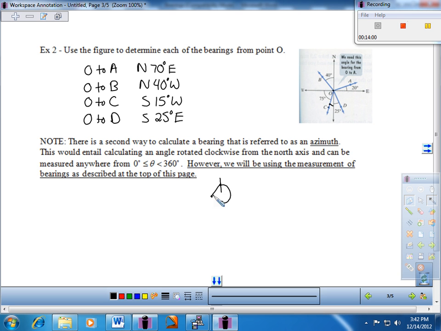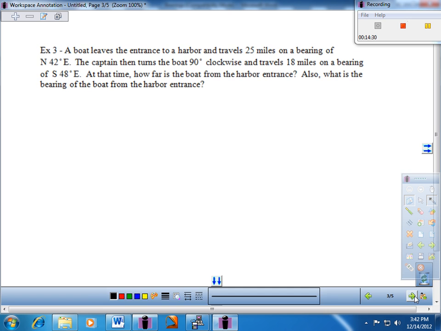As I said, we're going to be using this description up here, but there is another way to represent a bearing: instead of a north and south axis and an east and west, it's just a number. And that would be the case, rotating clockwise off the north axis around. All right, well, let's go ahead and try our 2 applications here, everybody.